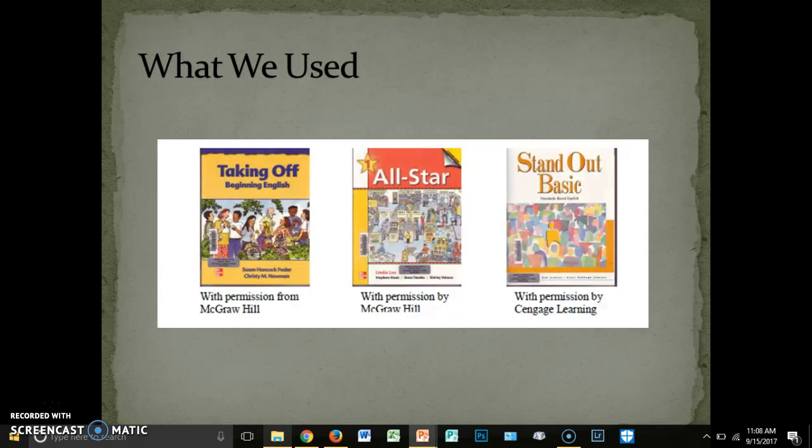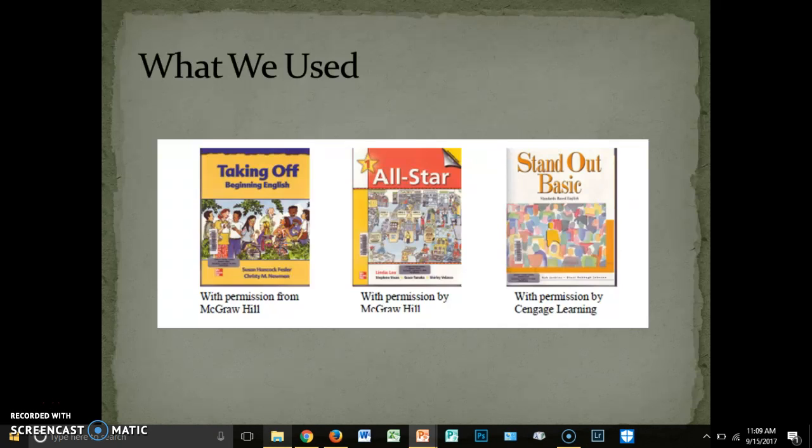These are the three textbooks we looked at. Kathy looked at Taking Off Beginning, Connie looked at All Star 1, and I looked at Standout Basic. These are all books designed for ESL Adult Level 1 English. So we're looking at consonant names.